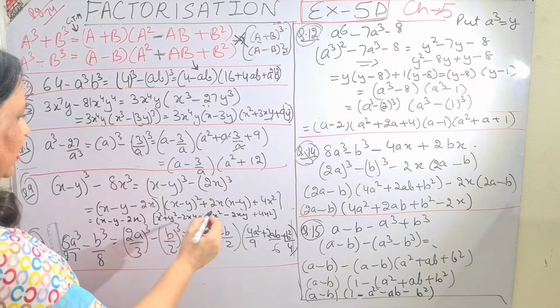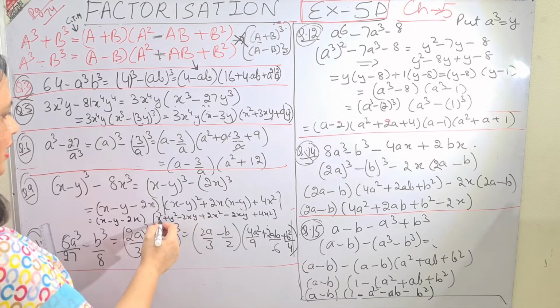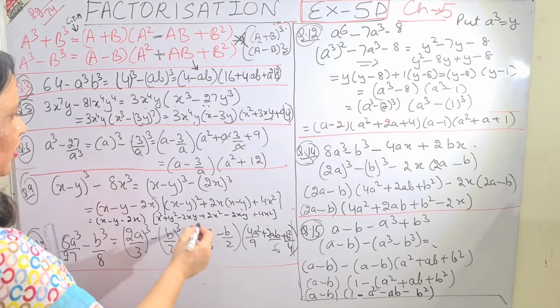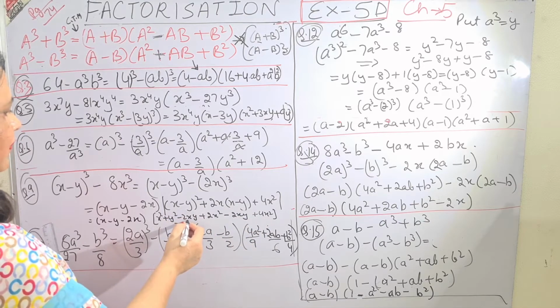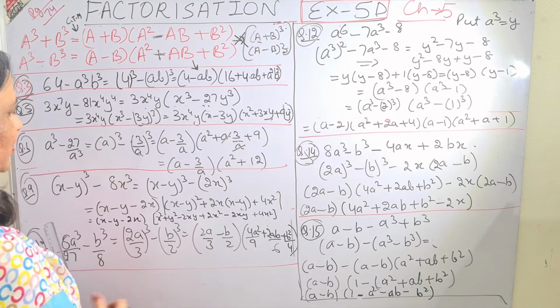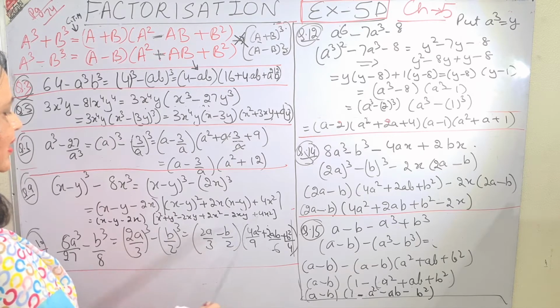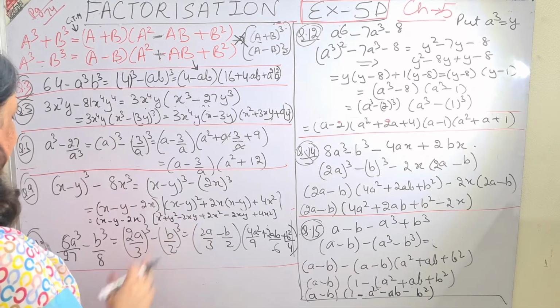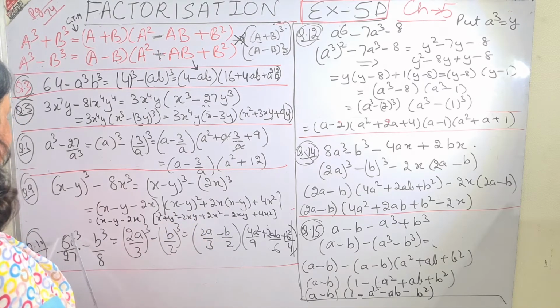The answer will be, you cut it, you get it: 2x square plus x square, 3x square plus 4, 7x square plus y square minus 2xy minus 2 minus 4xy. You have to get the full answer. Since there was no space, I left it. You do it yourself now. Again, 8a cube over 27 minus b cube over 8.